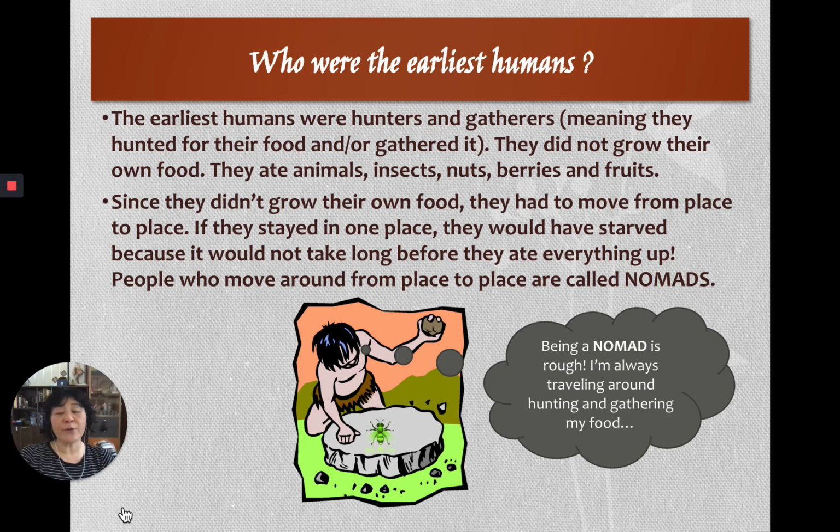They did not grow their own food. They ate animals, insects, nuts, berries, fruits. But since they didn't grow their own food, they had to move from place to place. If they stayed in one place, they would have starved because it would not take long before they ate everything up. The people who move around from place to place are called nomads.